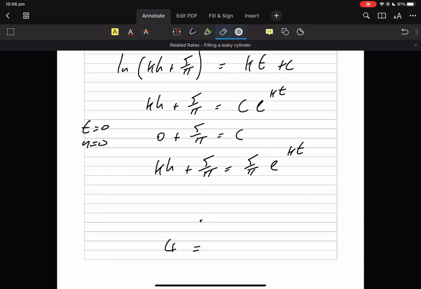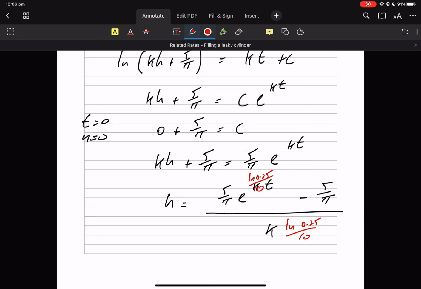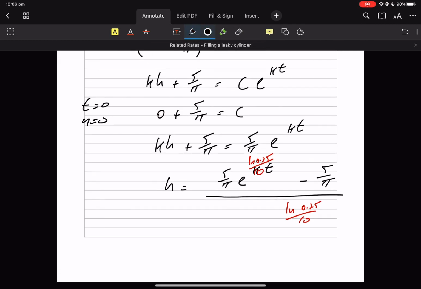We are nearly out, which is good because I'm out of room. h will equal, I've got to subtract that 5 on pi, and then I've got to divide by k. Now remember, I know what k is. k is the natural log of 0.25 on 10. We can ditch that k. This is definitely a tech active situation because we are solving for t.